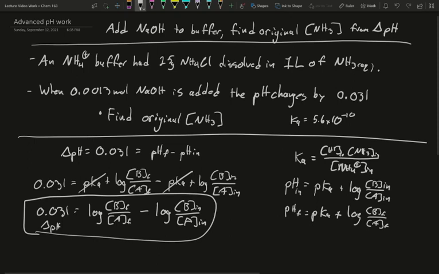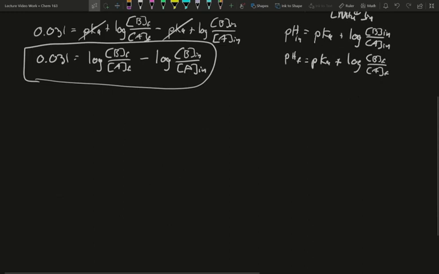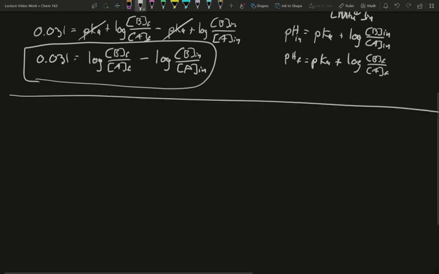So if we can find most of these, we can solve for the ones we don't know. Well, let's take a second and see if we can find some of these values. We were told the amount of acid that we added. We had 25 grams of ammonium chloride. So this is the solid salt that you'd weigh out to add ammonium to a solution.